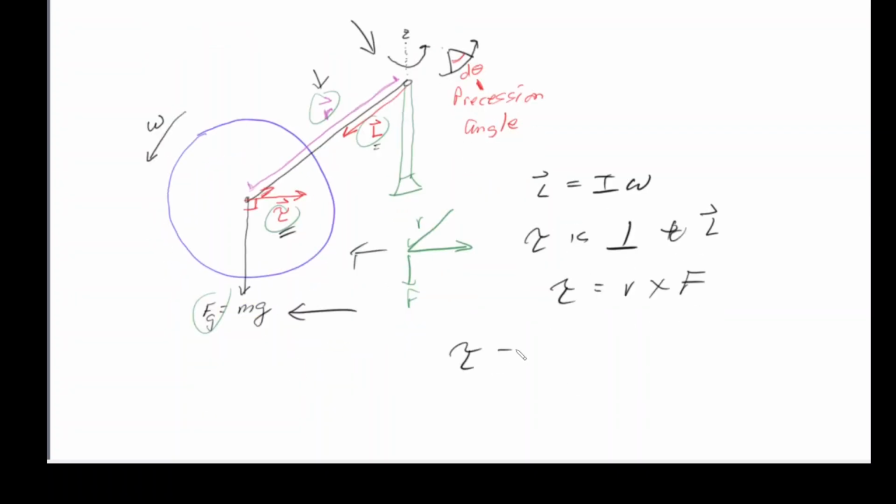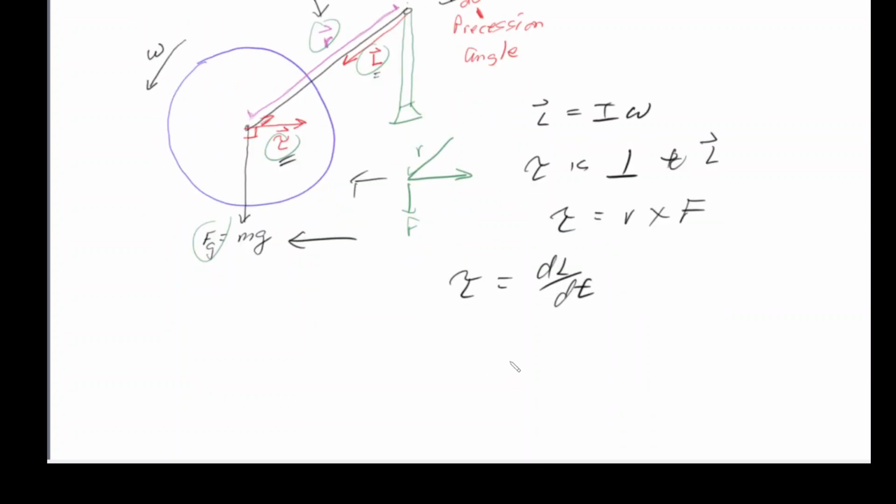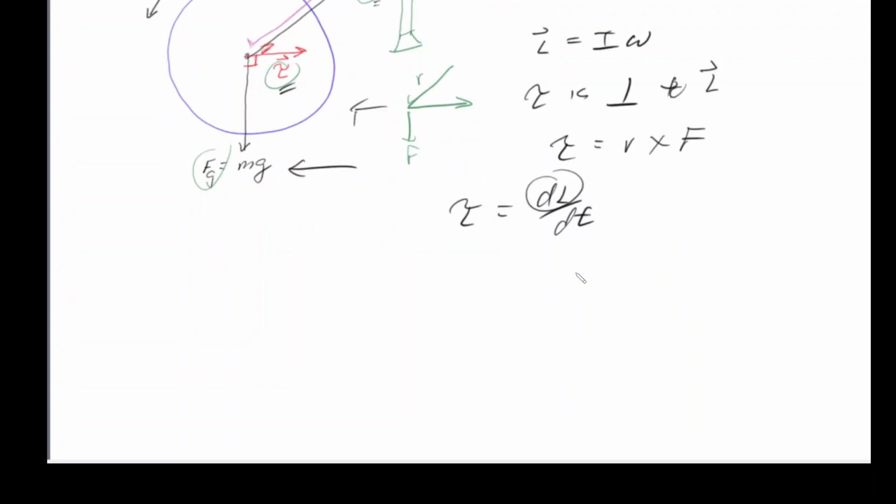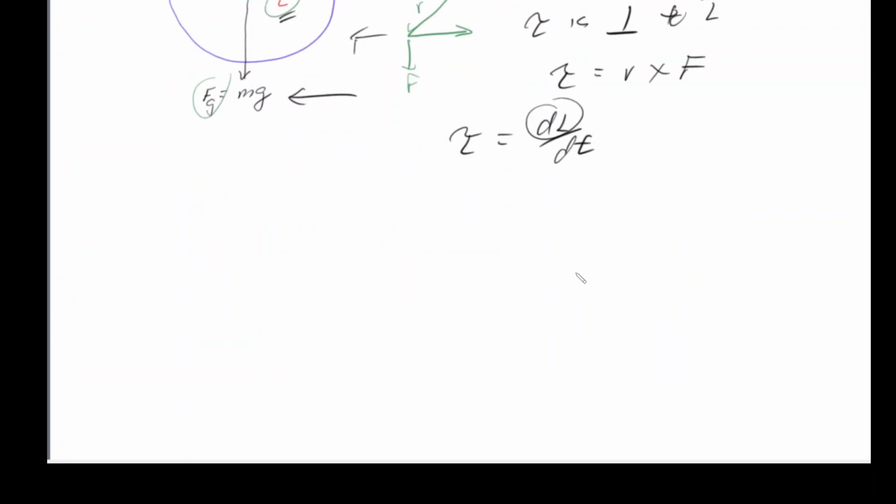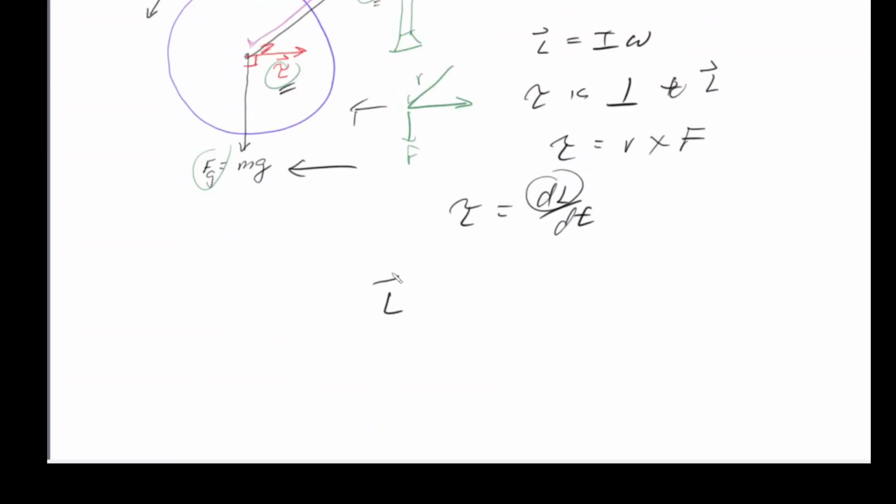But we know torque is equal to dL/dt, so this torque is actually causing a change in angular momentum, a dL. But L is fixed by I times omega. In other words, the value of L can't change, so the only way L can change is by a change in direction.